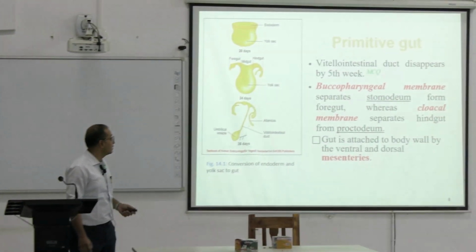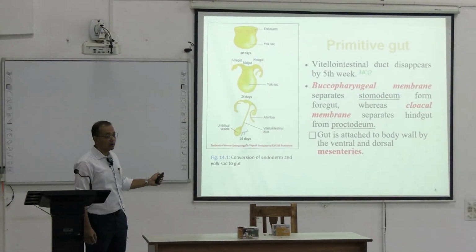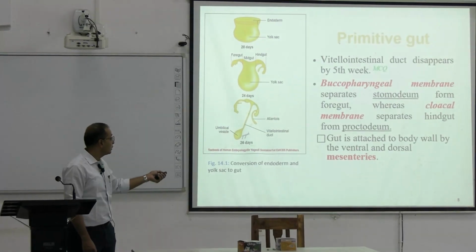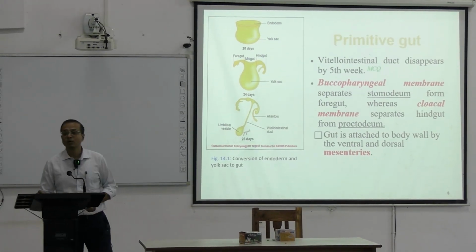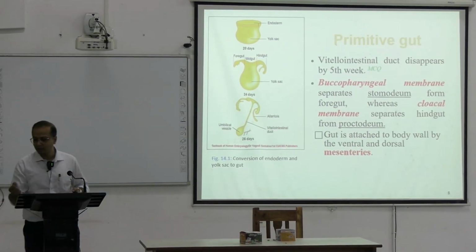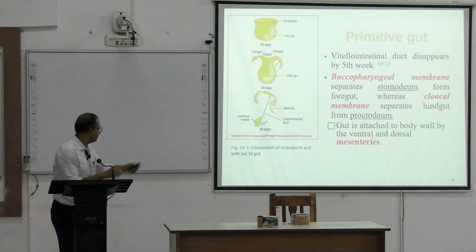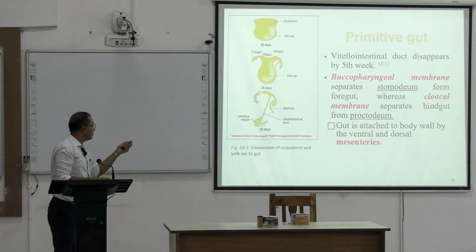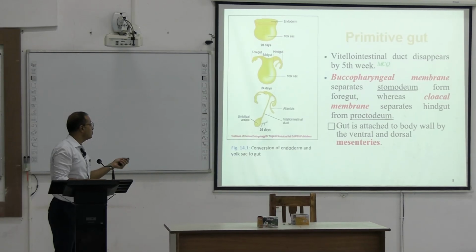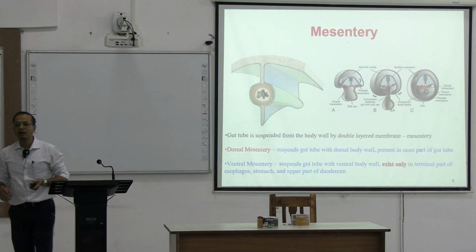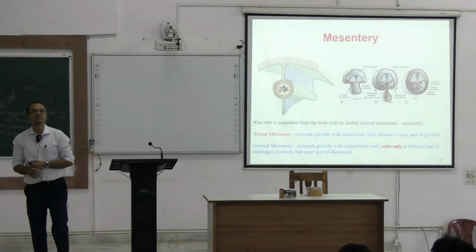So, this is the thing we are talking about. Now, do not forget the buccopharyngeal membrane, cloacal membrane, proctodium, stomodium, etc., because these are MCQs that commonly surface during your exam questions. Now, continuing on this tube: as this tube is formed, it is wrapped by a double layer membrane, which we call the mesentery.